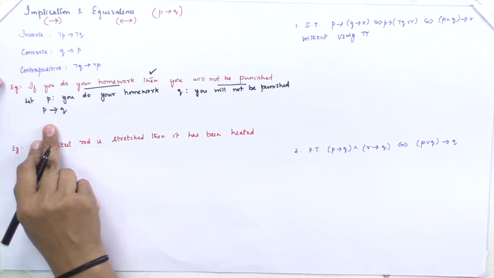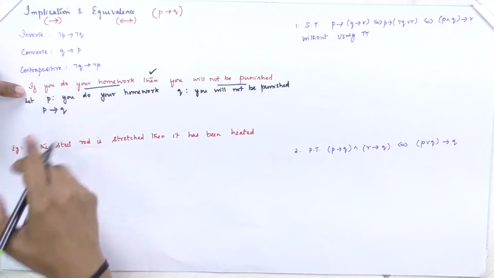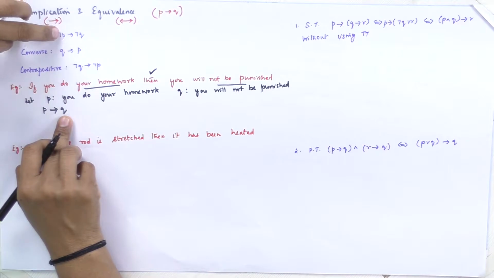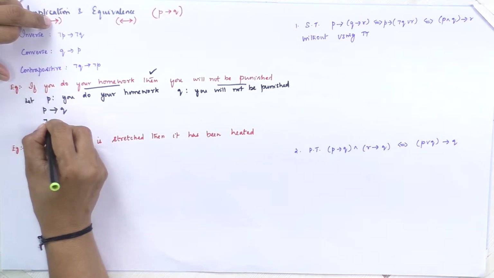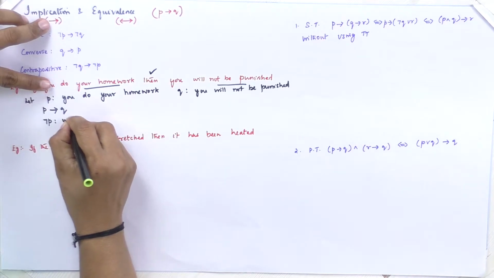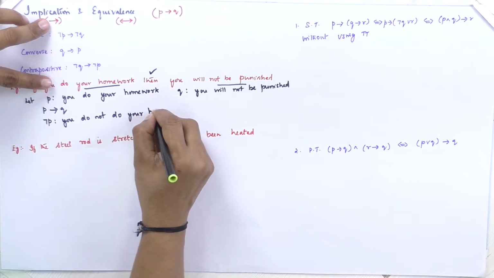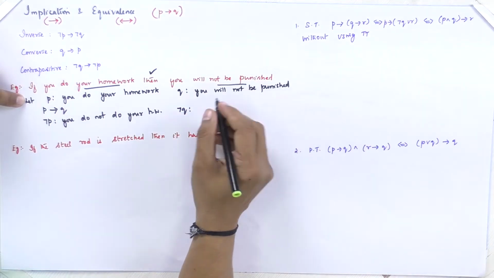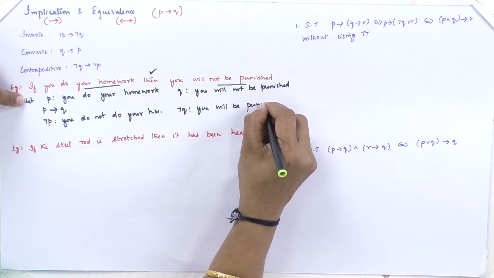Now I am asking you to interpret the inverse part of the statement. How do we write it? The inverse part, we know, is negate P conditional negate Q. So what is negate P? If P is you do your homework, negate P is you do not do your homework. And what is negate Q? Q represents you will not be punished, so negate Q will be you will be punished. Fine, good.